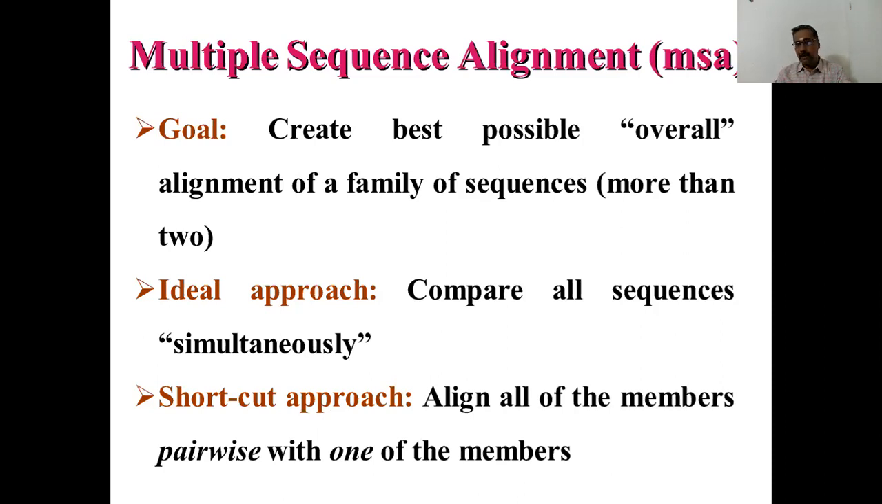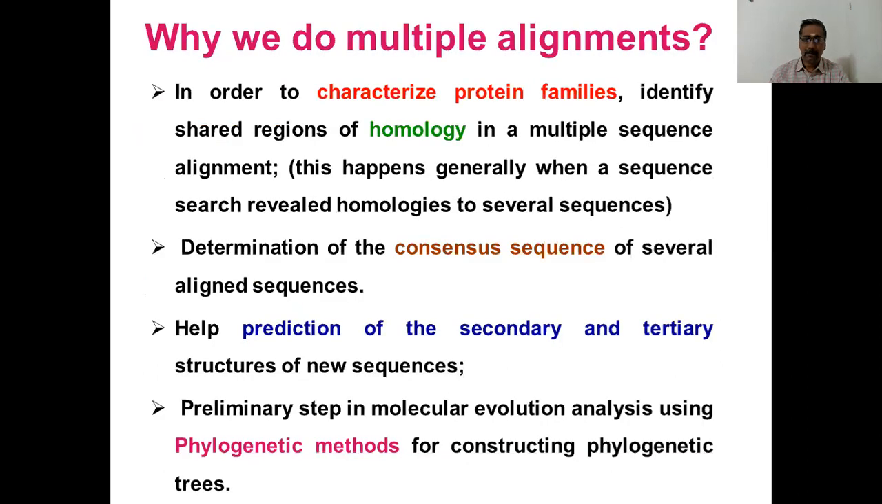Ideal approach means all 5 sequences at a time will be clustered. So this is very difficult. Anyway, the ideal approach is computationally highly intensive. Time consumption will be more. That is not ideal again. So we are not going for any ideal approach. Multiple sequence alignment always follows a kind of shortcut approach.